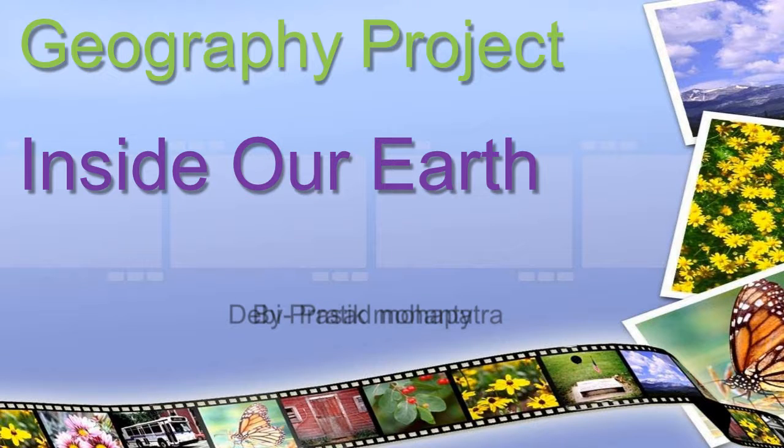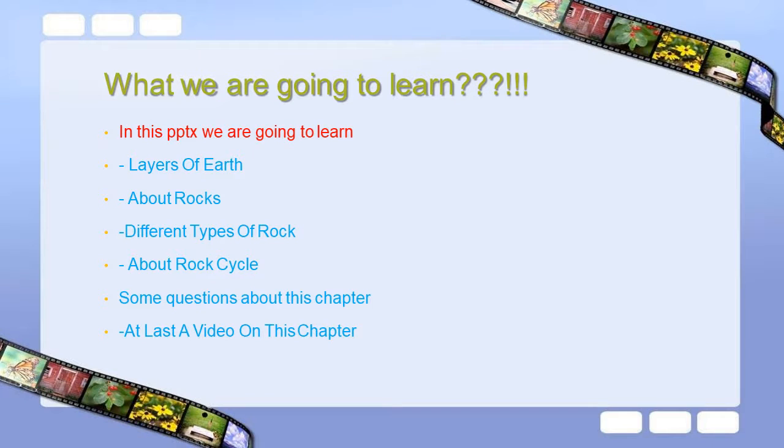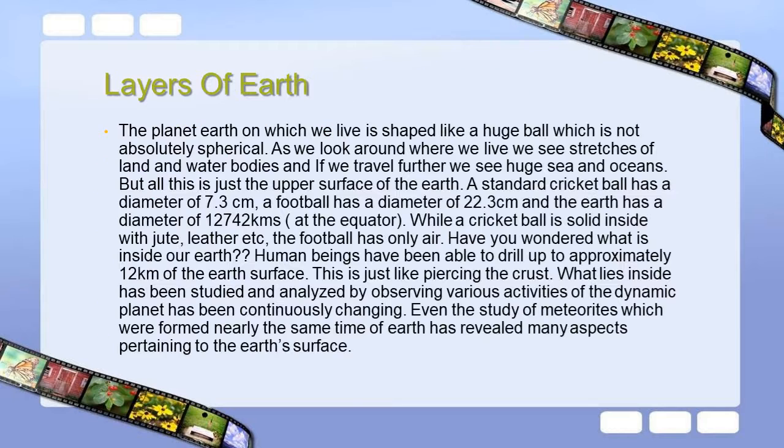So we will be starting the second chapter in geography, that is Inside the Earth. We'll understand what we have in the interior of the earth, what is the rock cycle, what are the three types of rocks, and we will also understand what are the uses of rocks. So let us start. The earth is a dynamic planet and it is constantly undergoing changes inside and outside.